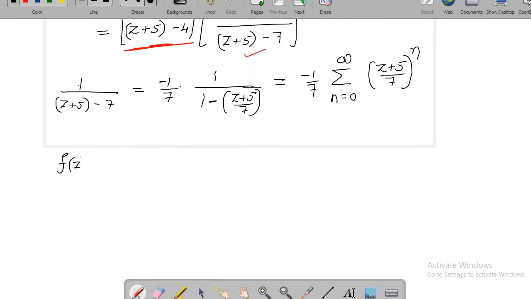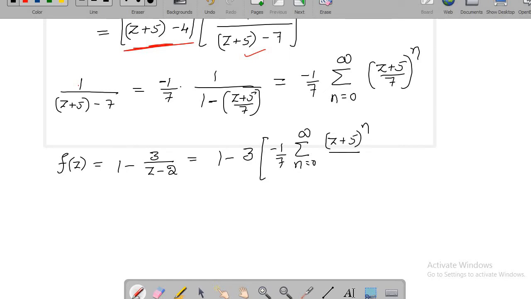Now f of z equals, I can write it as 1 minus 3 by z minus 2, which is 1 minus 3 times, okay, let me write minus 1 by 7 summation n equal to 0 to infinity z plus 5 whole power n by 7 power n. So 1 minus into minus plus summation n equal to 0 to infinity. You can take this 3 inside. So 3 by 7 to the power of n plus 1 into z plus 5 whole power n.